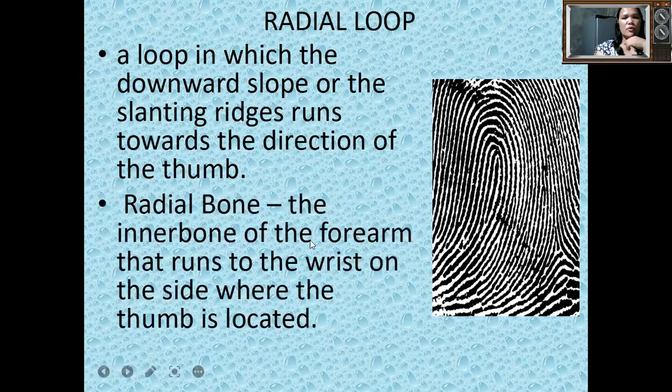As mentioned a while back, the radial bone is called the inner bone of the forearm that runs to the wrist and the side where the thumb is located. That is why I am showing you like this. This is the bone that extends to the thumb, from the right and the left. This is the bone that extends to the left thumb, and this is what we call the radial bone.